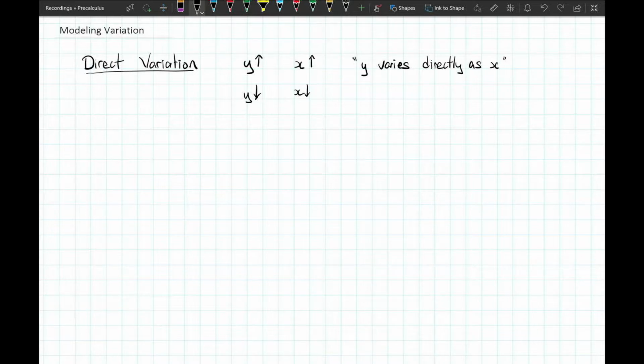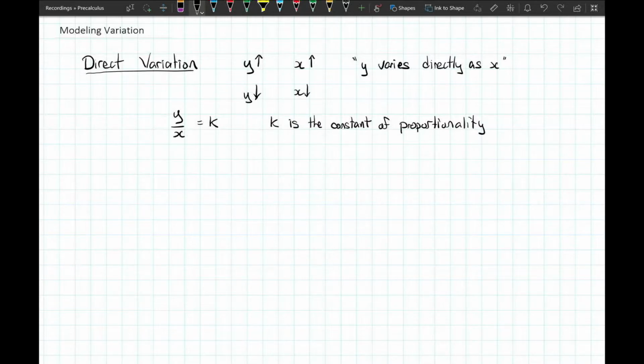Now, that's not to say that when x is increased by 2, that y is also directly increased by 2. We would say that as x increases, y increases proportionally, not necessarily by the exact same amount. Whenever the quantities are proportional, we could say that the ratio of y compared to x is some constant. Let's call that constant k. So k is the constant of proportionality.